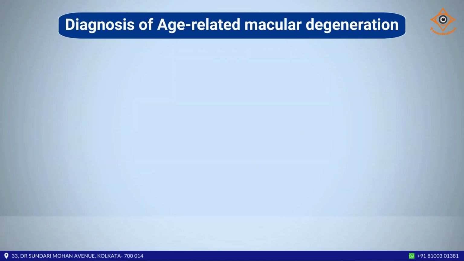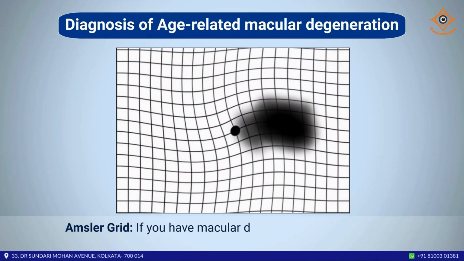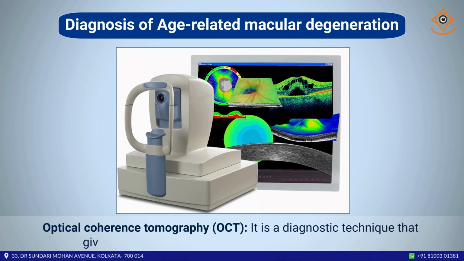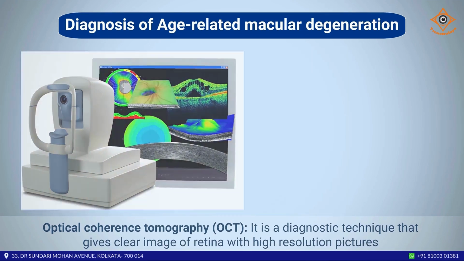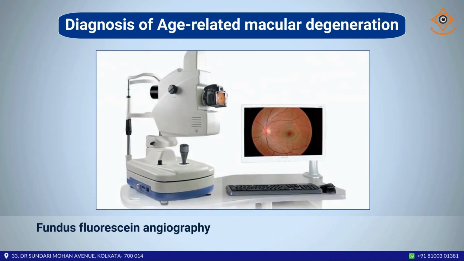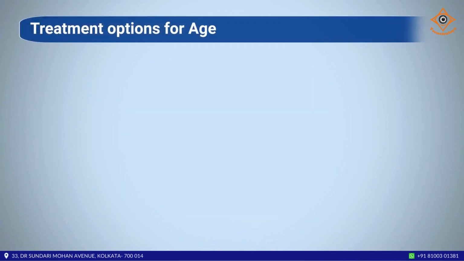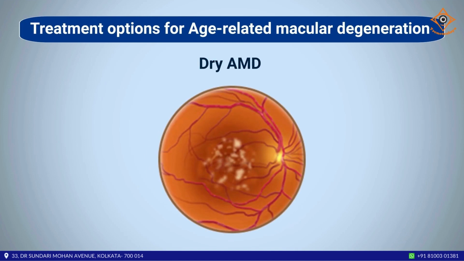Let us discuss the diagnosis of age-related macular degeneration. Amsler grid. If you have macular degeneration, you can check yourself on an Amsler grid. Optical coherence tomography (OCT) is a diagnostic technique that gives a clear image of the retina with high-resolution pictures. Fundus fluorescein angiography (FFA) is a common procedure that is performed to give more information about the condition of the back of the eye.